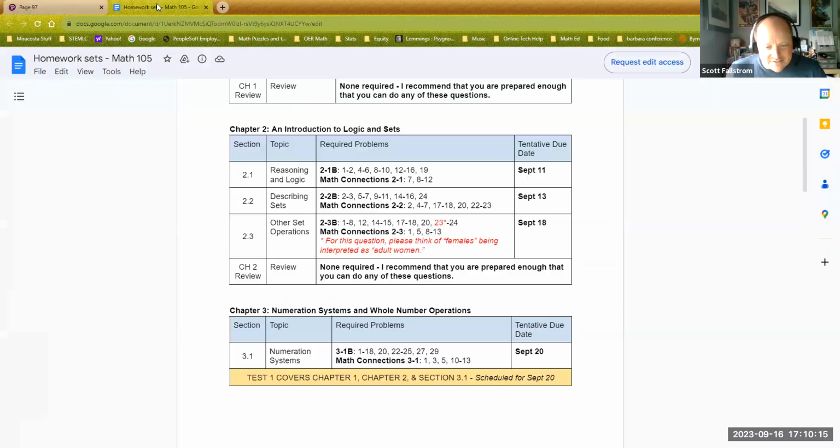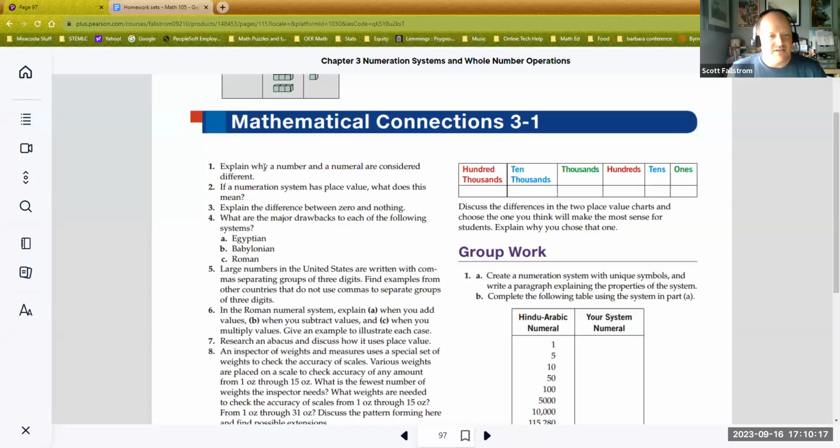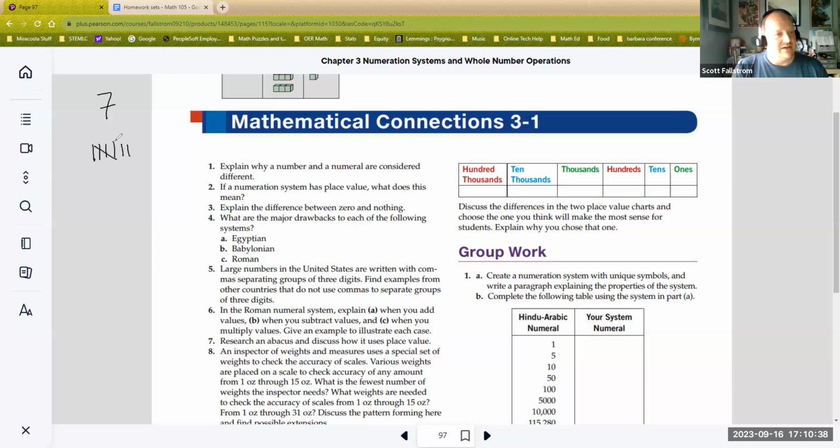So let's see here. What did I say? 1, 3, 5. So one, explain why a number and a numeral are considered different. And this is partly language. It's also partly culture. If you were in class, you got a chance to see me go over everything. The number 7, we could write it this way. The different groups in history would have written it differently. Someone could have written this. That is also the number 7, but it's a different numeral.